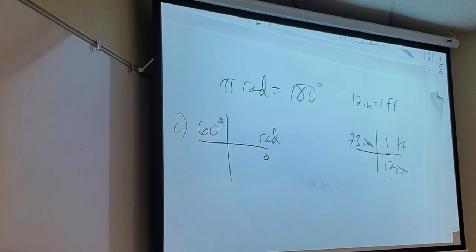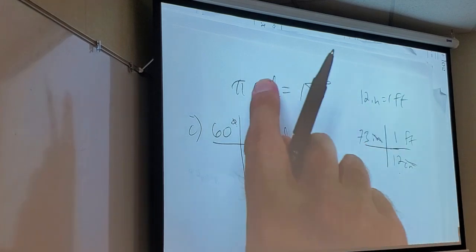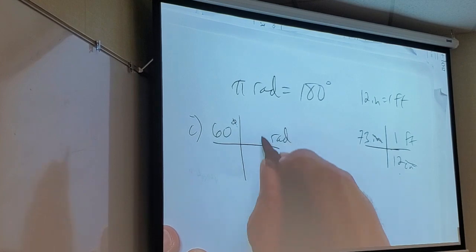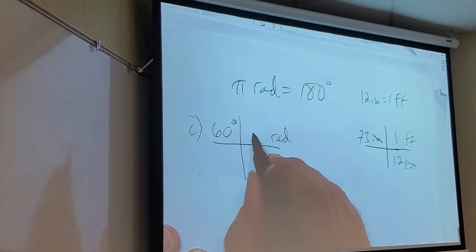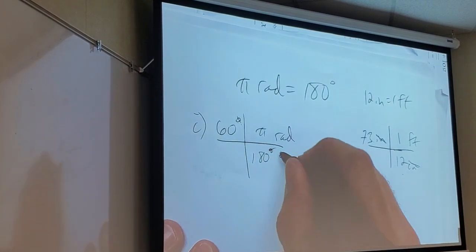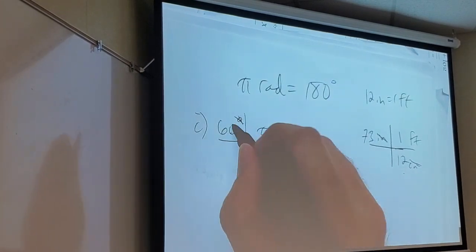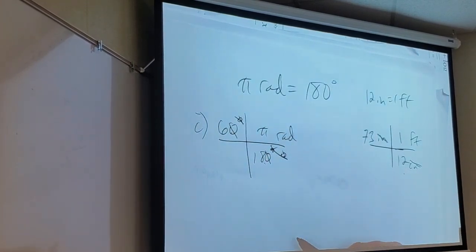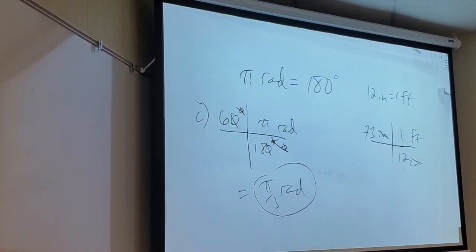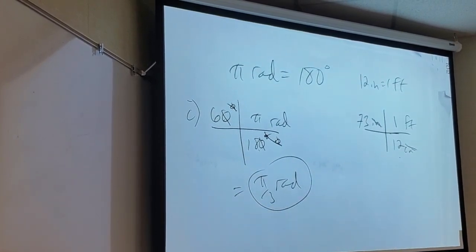Does that make sense? Okay, so I'm doing the exact same thing, but here I don't know 12 inches is 1 foot. I know pi radians is 180 degrees. So what do I put next to what's true here? Pi radians is 180 degrees. Oops, the degrees is there already. So these cancel. So what is 60 divided by 180? Sort of reduce this, right? That's a third. 3 on the bottom, so I get pi over 3 radians. So 60 degrees is the same thing as 1/3 of a pi radians.